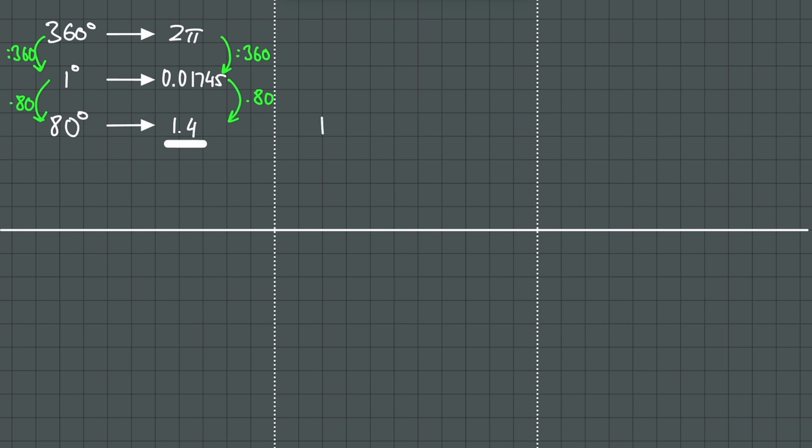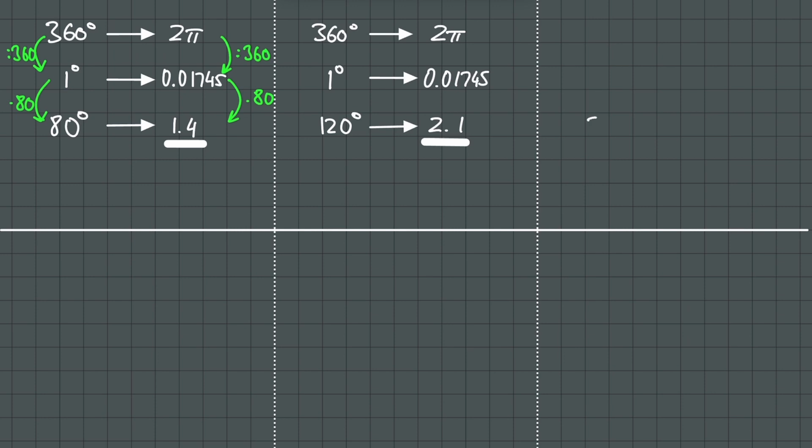What about 120 degrees? How can we convert this to radians? Again, we divide 2 pi by 360, which is approximately 0.01745. And 0.01745 times 120 is approximately 2.1. So 120 degrees is equivalent to approximately 2.1 radians.